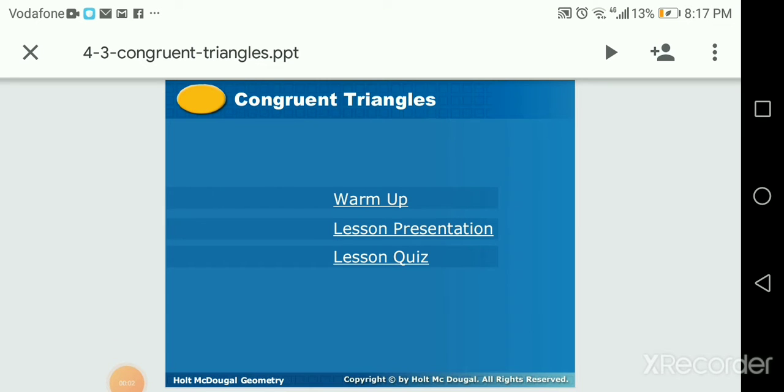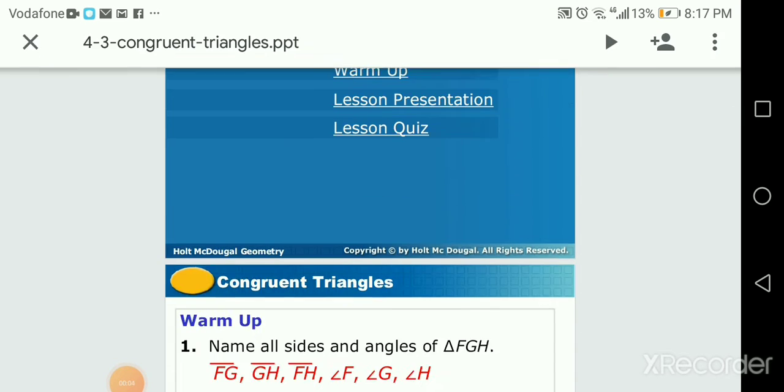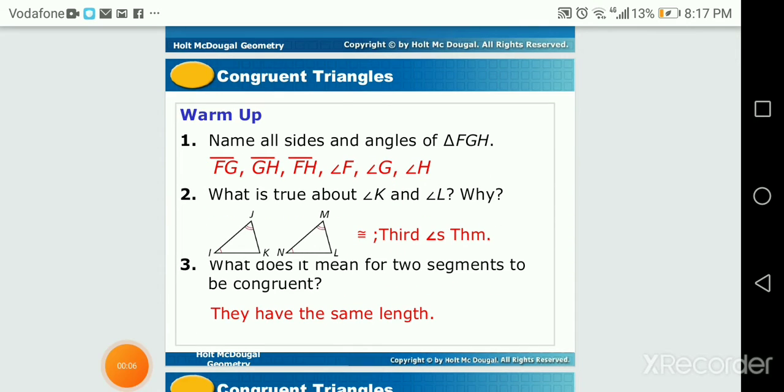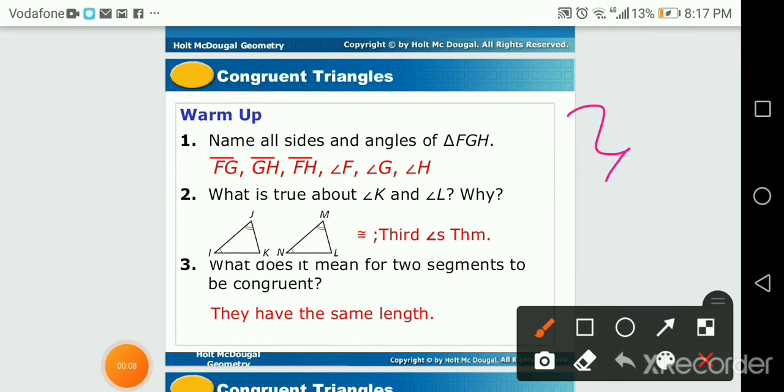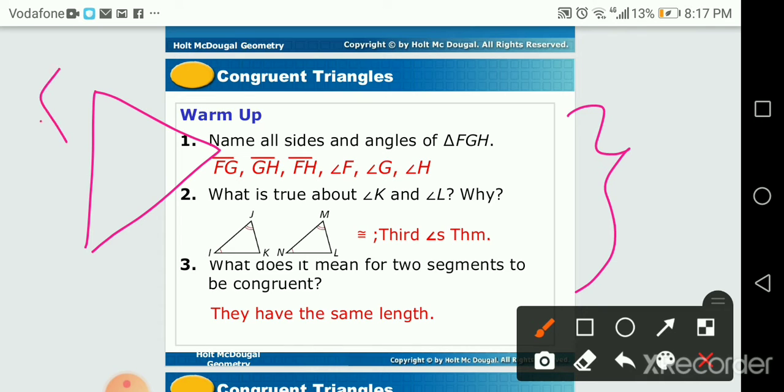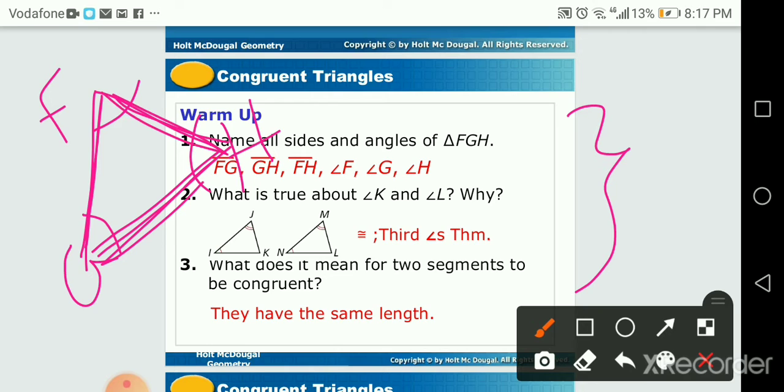Today we're going to talk about congruent triangles. We have three questions for warming up. First: name all sides and angles of triangle FGH. I draw a triangle and call it FGH. How many angles do I have? 1, 2, 3. What about the sides? I have FG side, GH side, and HF side.